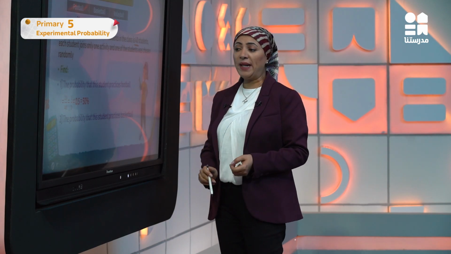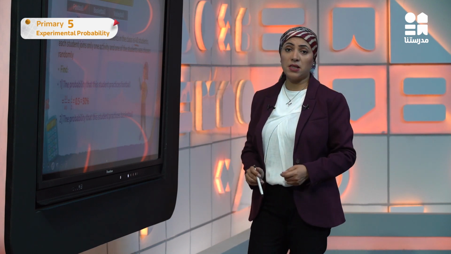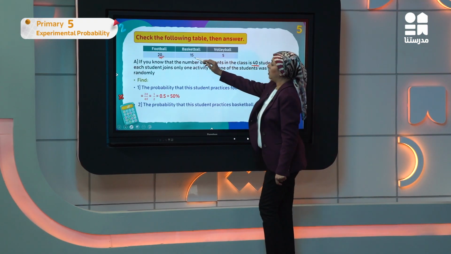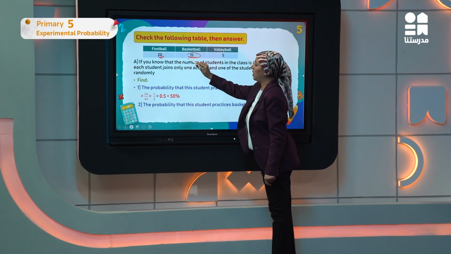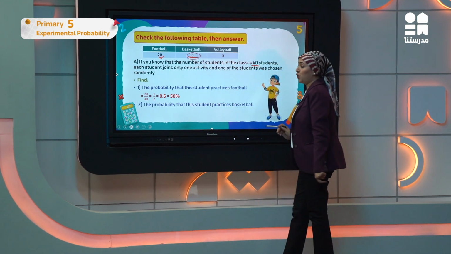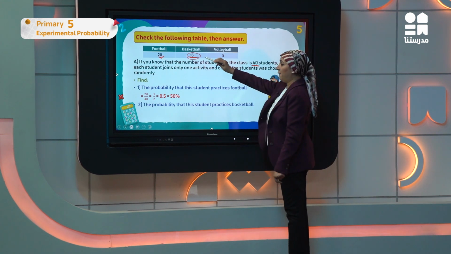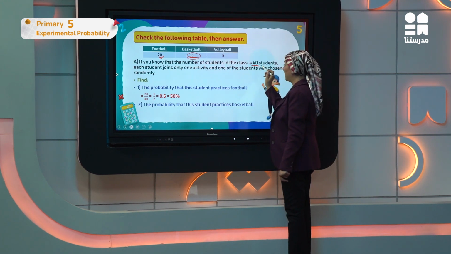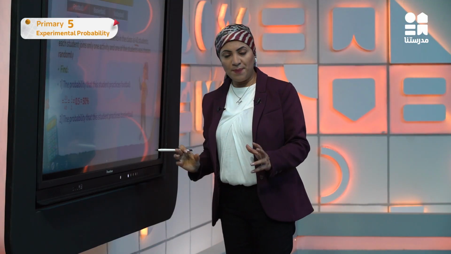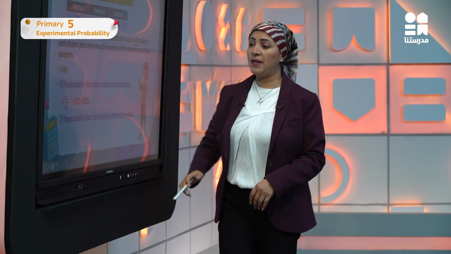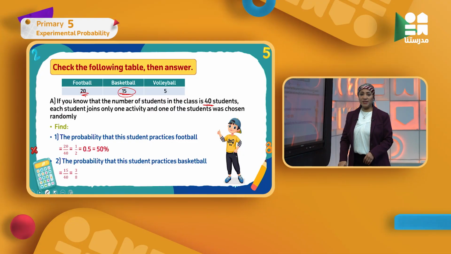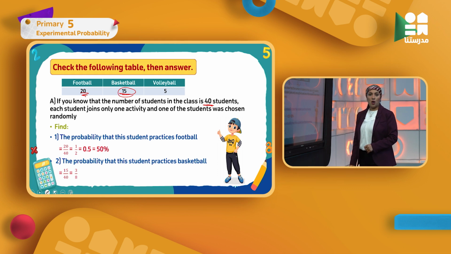Now, the probability that this student practices basketball. How many students do we have here practicing basketball? I have 15 students, and 40 is the overall number of all the students I have in this class. So my probability will be 15 over 40, and by simplifying, both of them are in the table of 5. 15 divided by 5 is 3 and 40 divided by 5 is 8. It will be 3 over 8.